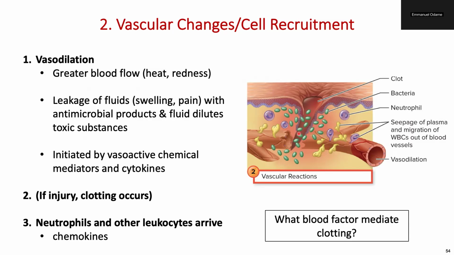The initiation of vasodilation is basically done by chemical attractants or mediators, and mostly also by cytokines. So if you are injured, clotting will definitely occur, and then thirdly, this is followed by the recruitment of neutrophils and other white blood cells, which arrive through chemokines and then get rid of the bacteria.